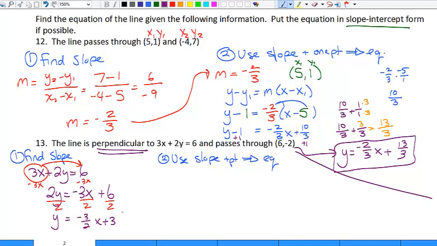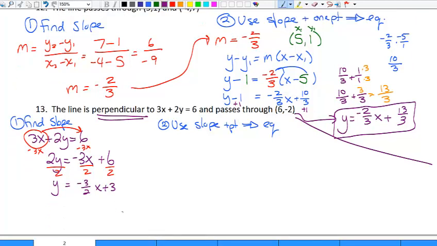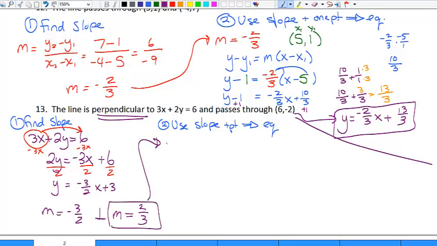So the slope of this line is negative 3/2. But that's not the slope I want. I want the slope perpendicular to it. So perpendicular is opposite and reciprocal, meaning your signs change from negative to positive, so my perpendicular slope is going to be positive, and then the reciprocal of 3/2 is 2/3. So 2/3 is the slope that I want to use in step 2.